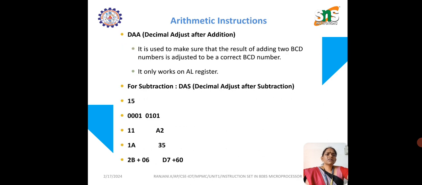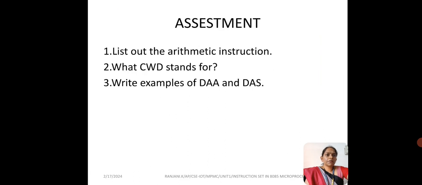And next is your DAA, that is decimal adjust after addition. It is used to make sure that the result of adding two BCD numbers is adjusted to store correct BCD numbers. It works only with the AL register. So for addition we use DAA, and for subtraction we use DAS. So this is an example for decimal adjust after subtraction.